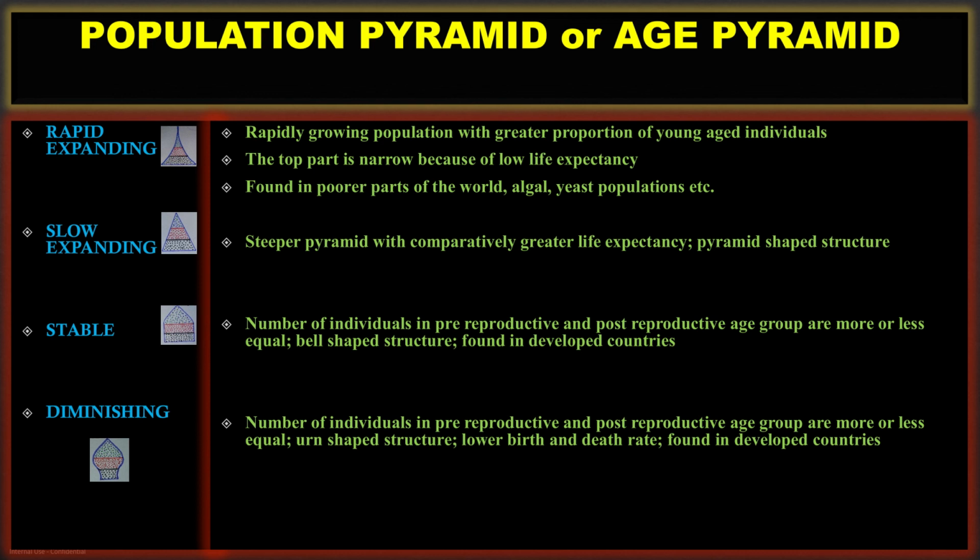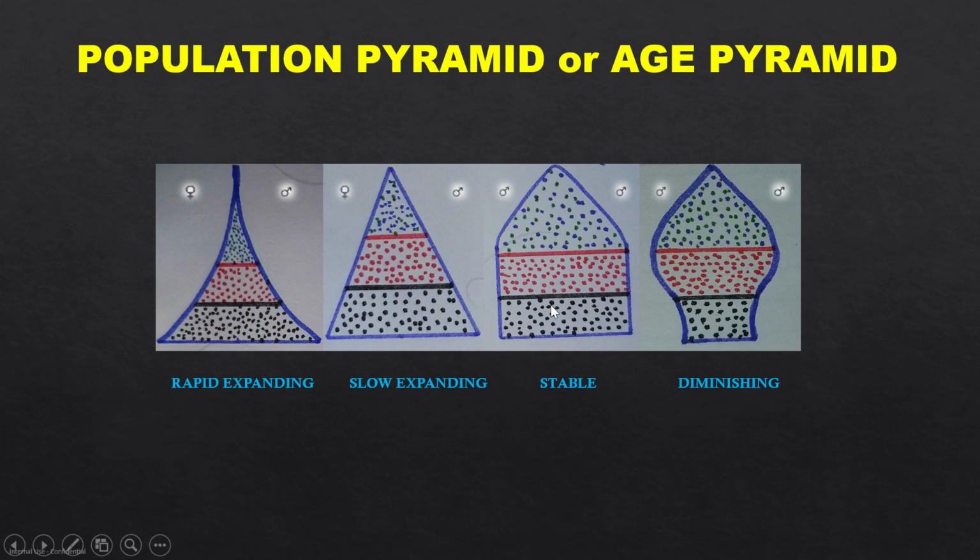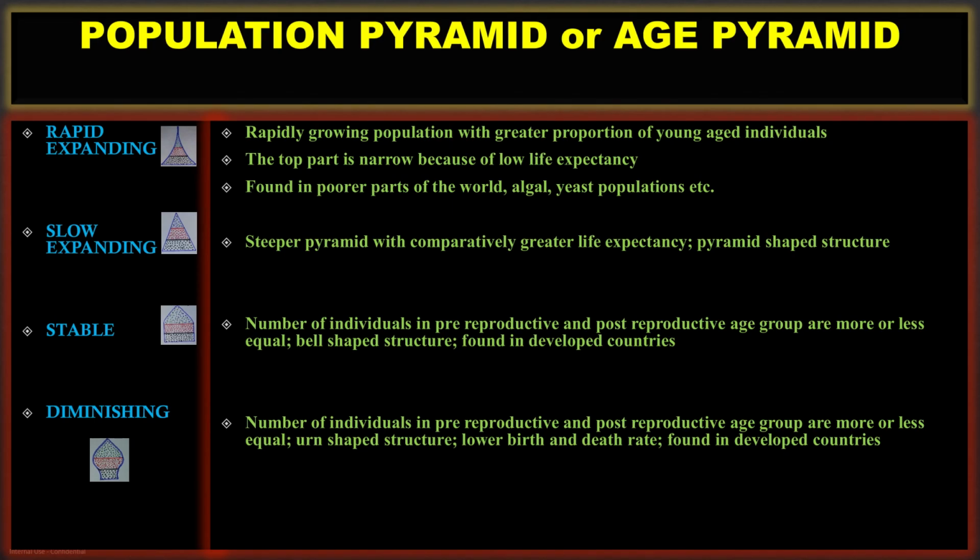The next structure gives us a stable population. A stable population means what? The number of individuals in pre-reproductive and post-reproductive age groups are more or less equal. It gives us a bell-shaped structure and it's found in developed countries. Due to proper education and proper family planning, this type of structure is seen in the population of developed countries.